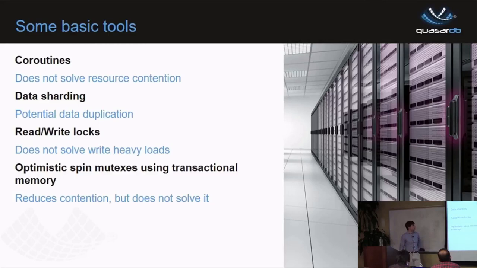Then data sharding. Like I said again, you can scale reads very well, but you can't scale writes, but you can cheat by making copies. If you're willing to pay the extra memory, you can just have the data in several threads at the same time, and then they can all do their stuff on the data, and they will not interfere with each other.